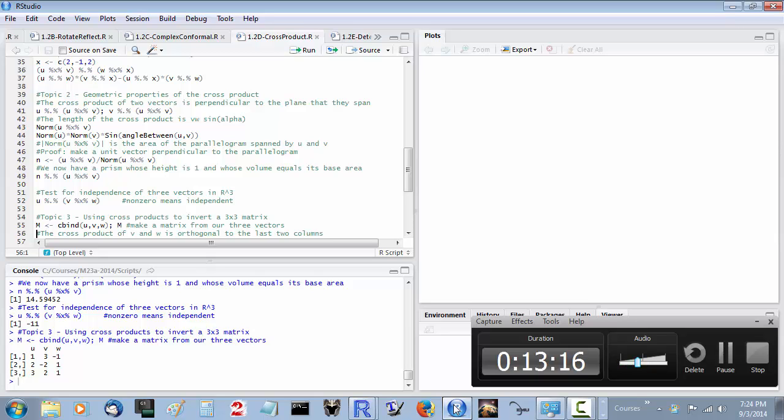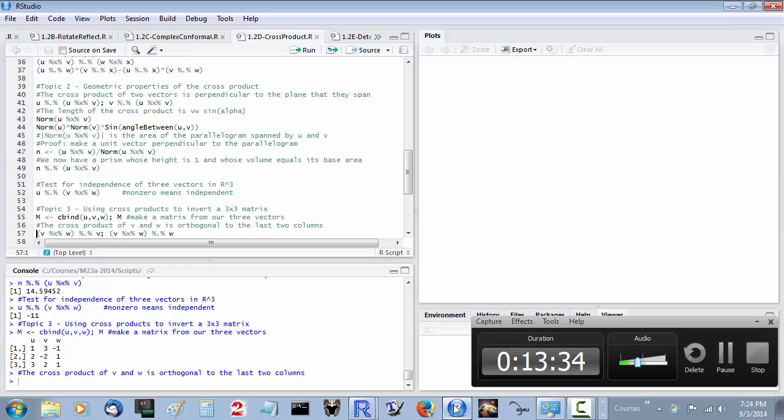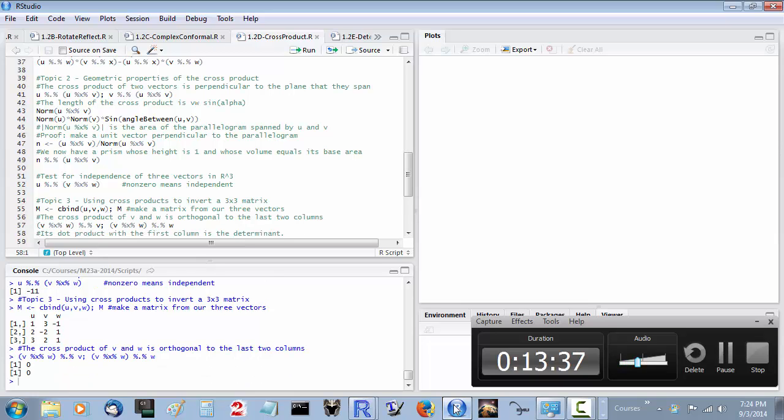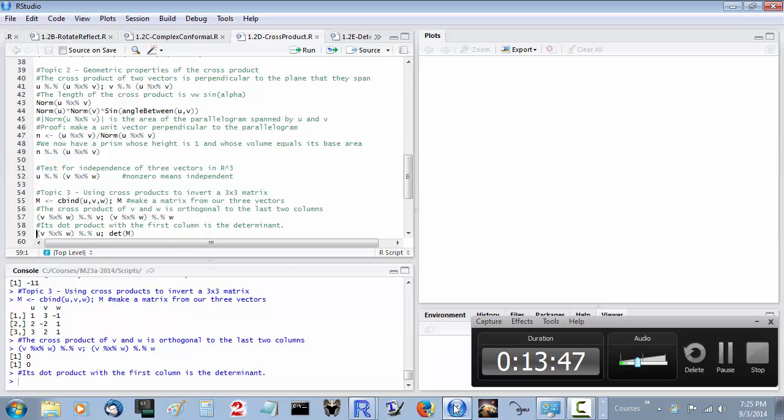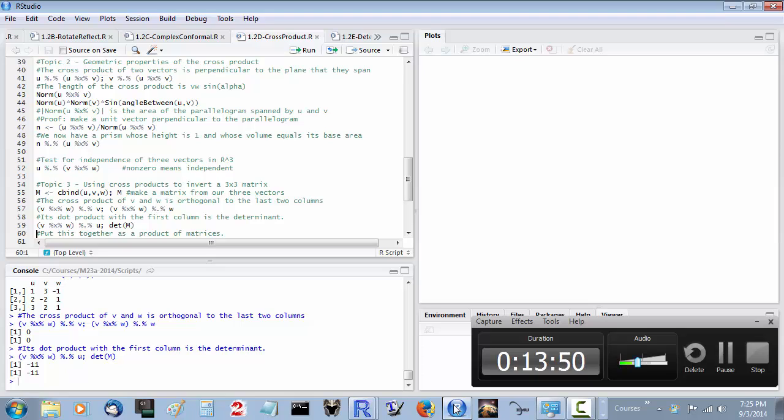Here's how. Look at the last 2 columns, v and w. If I take the cross product of those vectors, it's orthogonal to the last 2 columns. And if I view that as a row vector, when it acts on the last 2 columns, it's going to give 0. What's it going to do when it acts on the first column? Well, when it acts on the first column, we're effectively calculating u dot the cross product of v and w, and we get the determinant, which, as you've seen on several occasions, is equal to minus 11.